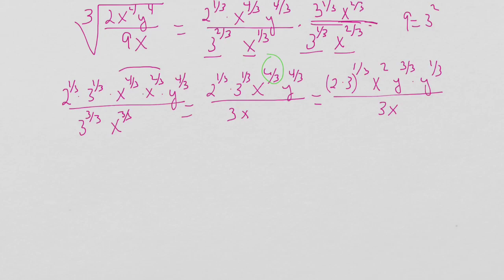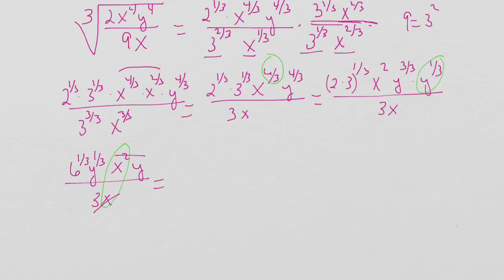Now, 2 times 3 is 6, so I have 6 to the 1/3, and I'm going to put this y to the 1/3 next to it. So we have times y to the 1/3. And then I have x squared times y all over 3x. Look at my x's here. I get to cancel one of those out. So one of those x's is going to go, and this x is going to go also.